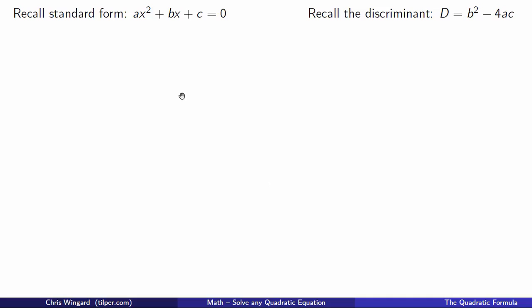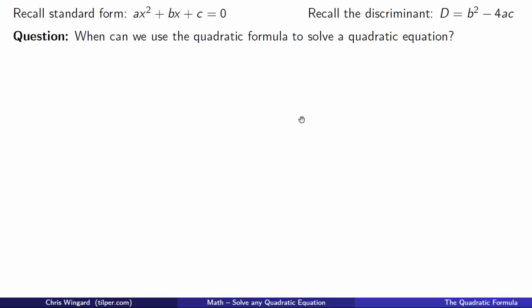So remember our standard form, ax squared plus bx plus c equals 0, and the discriminant is D equals b squared minus 4ac. So the question is, when can we use the quadratic formula to solve a quadratic equation? And the answer is always. In 100% of the cases, all the time, always, for any quadratic equation you have, you can use the quadratic formula to solve it. And there are some notes about this, as usual.